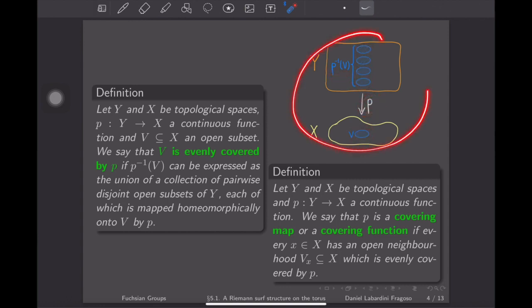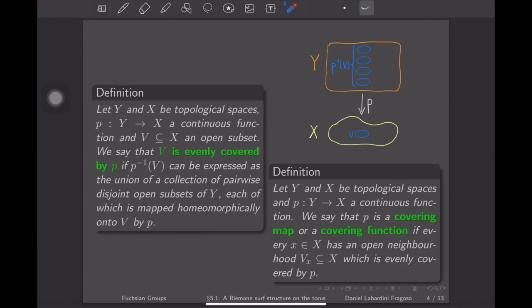So in this picture, that V is evenly covered is sketched as drawing open subsets of Y, each of which must look like V because it's mapped onto V homeomorphically by p. And this is the usual so-called stacked pancakes picture above V. So in that case, we say that V is evenly covered.